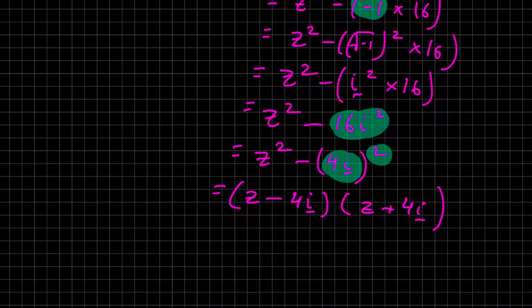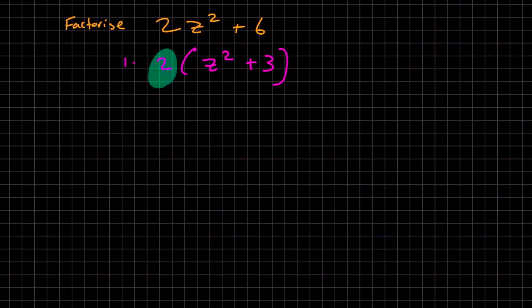Let's try this with another example, only this time we have a 2 out the front. So, for example, we've got 2z squared plus 6, and we're trying to factorize this. Now remember, the very first step to do over here would be to factor out the 2. So we'll factor out the 2, leaving us with z squared plus 3 within our brackets. The reason that we want to factorize out the 2 is because we want to be able to use our difference of two squares to factorize this equation. And we cannot do that with a coefficient out the front of this term.